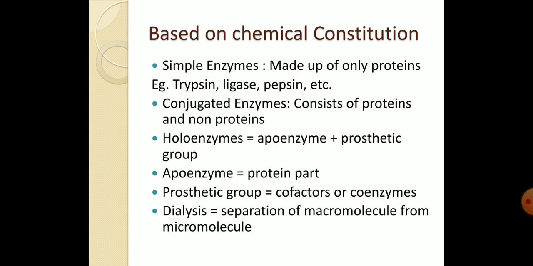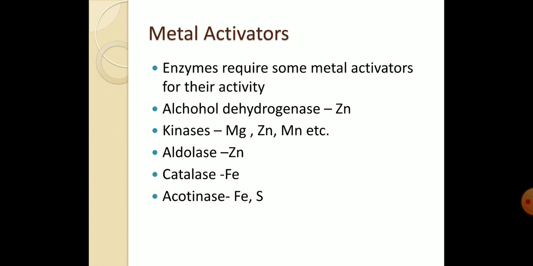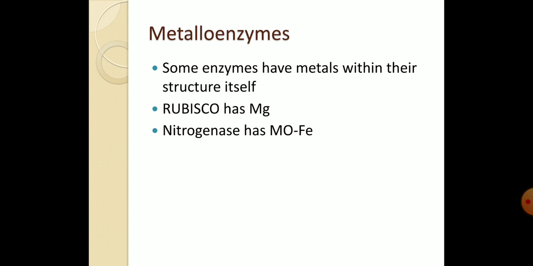The next type is dialysis, the separation of macromolecules from micromolecules. These are the different types of enzymes. Next is enzymes as metal activators. Enzymes require some metal activators for their activity. For example, kinase requires magnesium, zinc, and manganese to increase its activity. Like that, aldolase requires zinc and catalase requires ferrous iron.